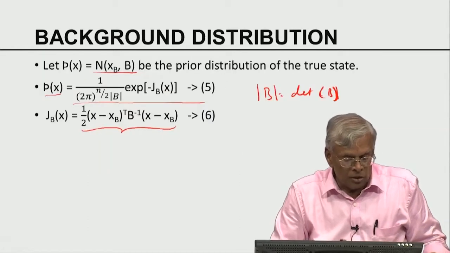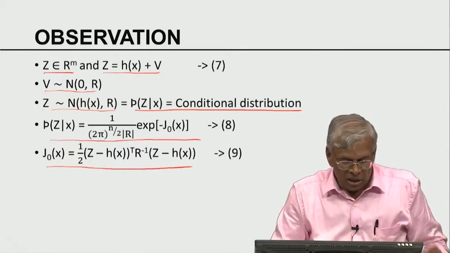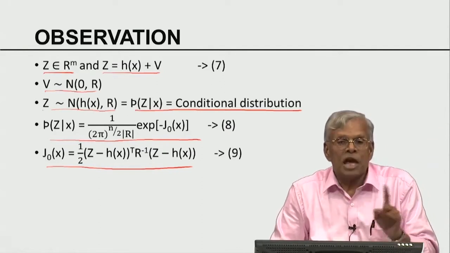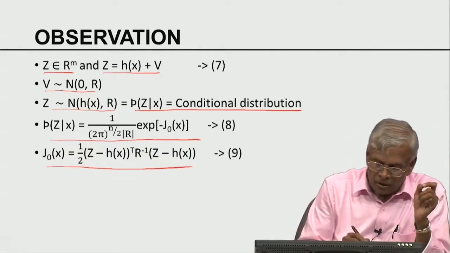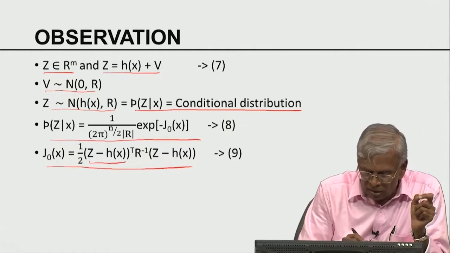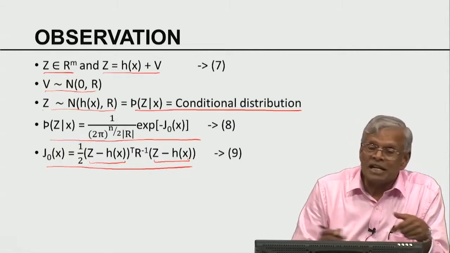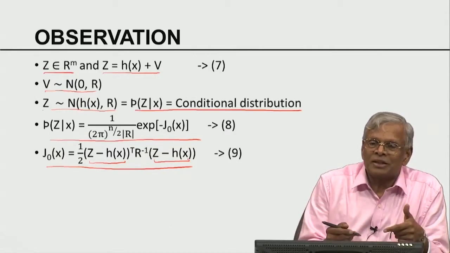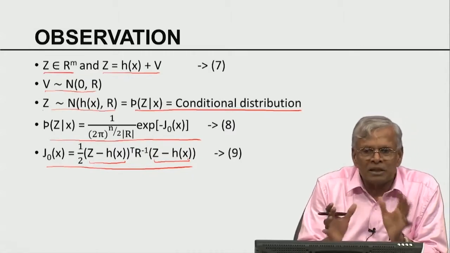So, I want you to take a good look at JB in 6 and JO in 5. In particular, I would like to draw attention to the JO in 9. JB, B refers to background; JO, O refers to observation. So, Z minus H of X, I am sure you will recall this, is the residual. So, this is essentially the least square criterion we have already used. But we did not say anything about least squares; we simply talked about the exponent of an underlying normal distribution. So, I would like you to develop an appreciation that least squares and normality are intimately associated with each other.